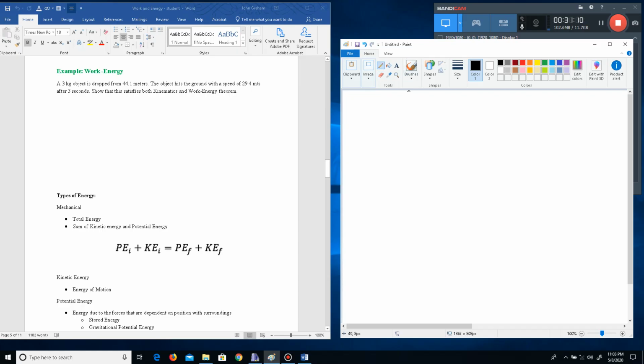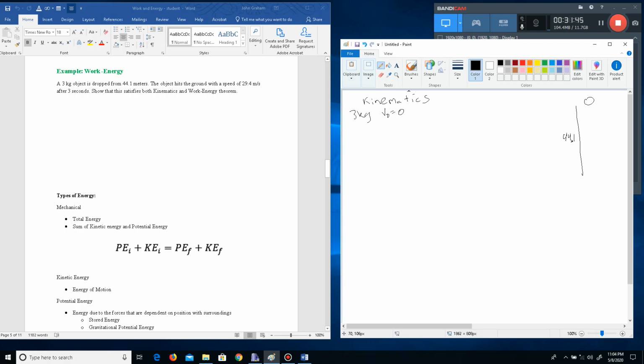We're going to start with kinematics since we've learned that first. We are dropping this 3 kilogram object, and so its initial speed is going to be equal to 0. And we're dropping it from 44.1 meters. Right, so let me kind of draw this out. It's going to go 44.1 meters.